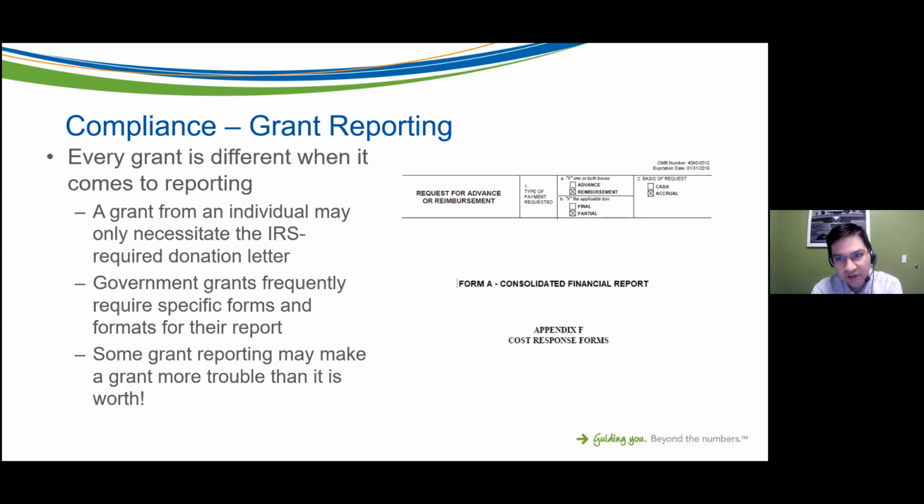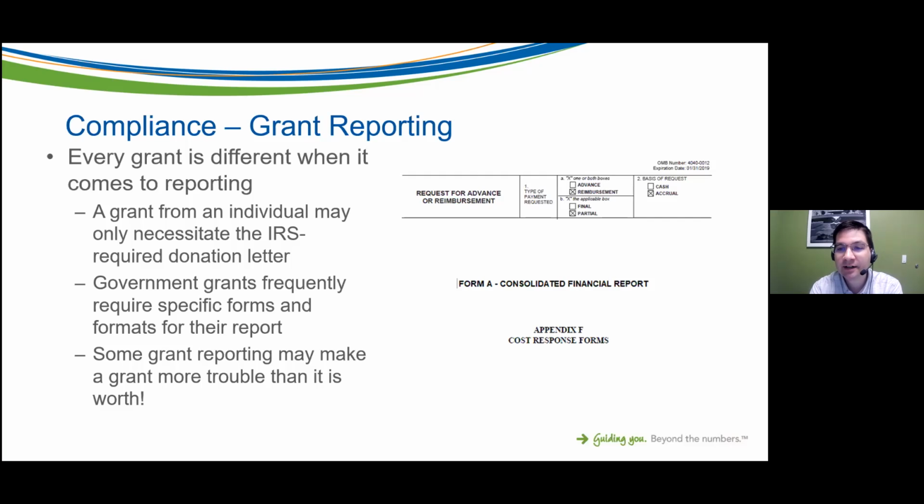So let's talk a little bit about grant reporting. As I mentioned before, every grant has a different donor, and it's going to have different requirements when it comes to reporting. A grant from an individual may only necessitate the previously mentioned IRS required donation letter, $250. Frequently with individual donors, they just want to give to your mission and you send out the letter and it's a-okay. But things like government grants require specific forms and formats.